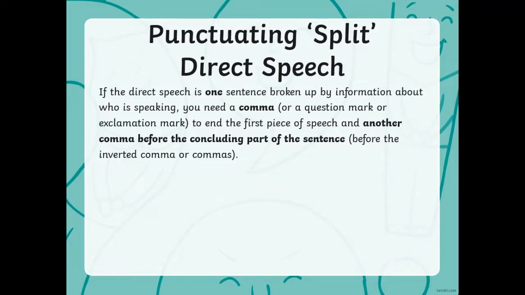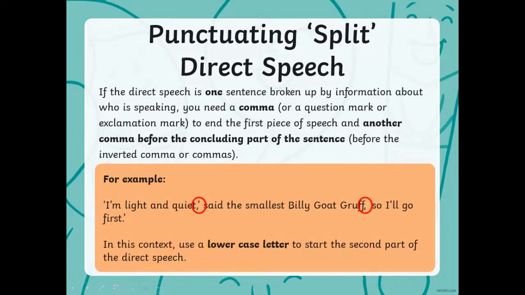And there's a third way here, and that is split direct speech. That's if the sentence is broken up by information about who is speaking. You will need a comma or a question mark or an exclamation mark to end the first piece of speech, and another comma before the concluding part, the end part of the speech. So let's just have a look at how this would work here.